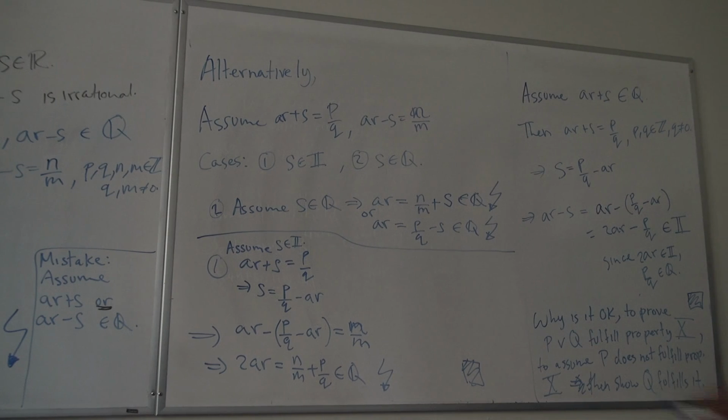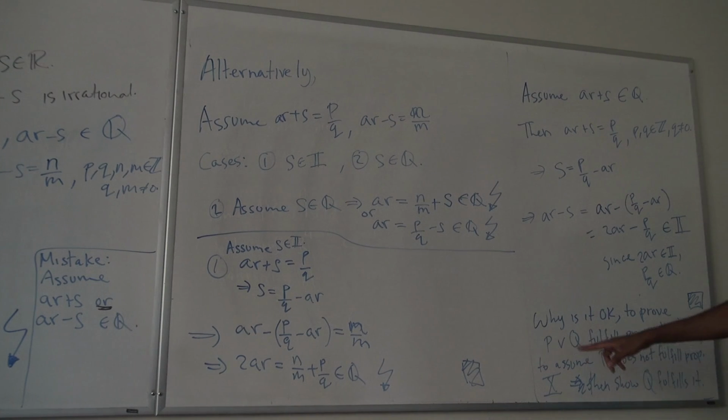Right? So I want to say P or Q is irrational, right? And what I did was assume P is actually rational, which means it doesn't fulfill this property, and show that Q fulfills that property. Why is that okay? If this is for showing this one number is true, so we can assume the number is false, but if we show that one of them is true, that's okay. Yeah, that's one way, right? So if you just prove that any one is true, that's okay.